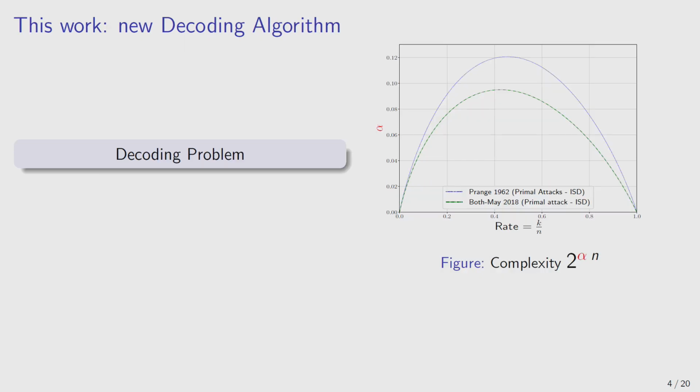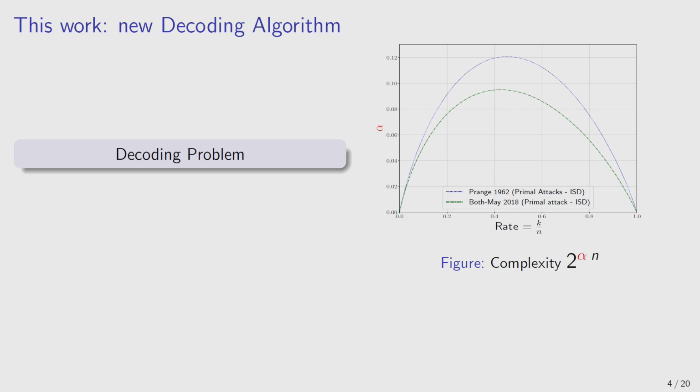So basically what I'm going to present is a new decoding algorithm. The decoding problem is an exponentially hard problem in the length of the code. Here I've plotted the complexity of some decoding algorithms, so primal attacks, depending on the rate of the code, so the dimension over the length. In blue you have Prange's algorithm, which is the first non-trivial decoding algorithm. And in green you have the Both-May algorithm, which is the state of the art.